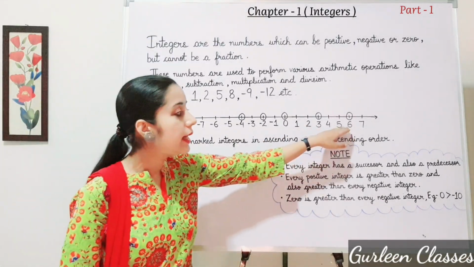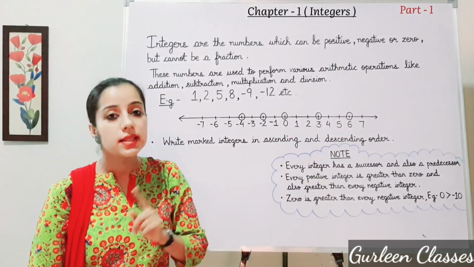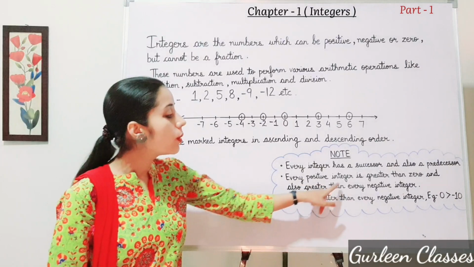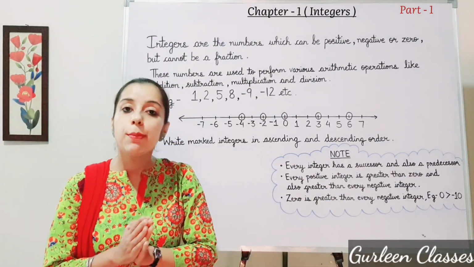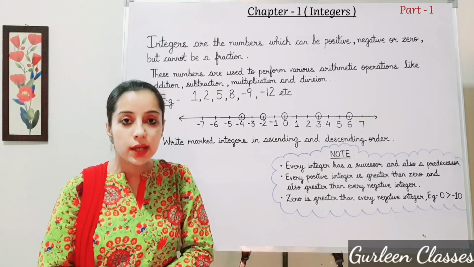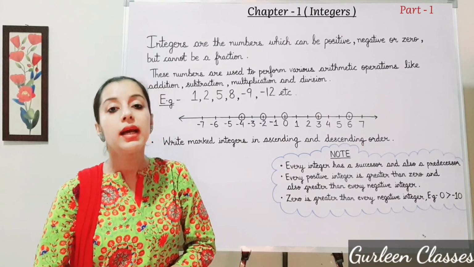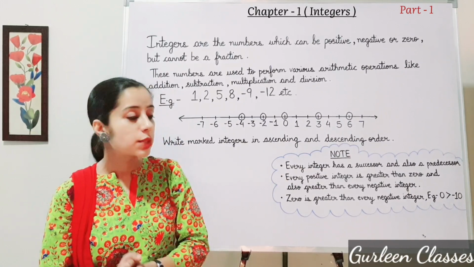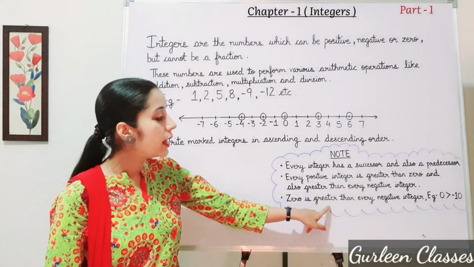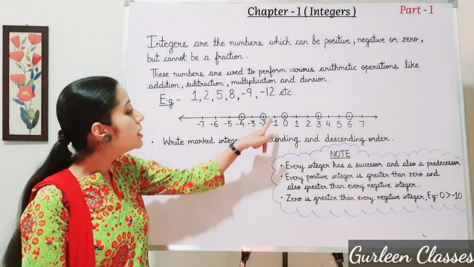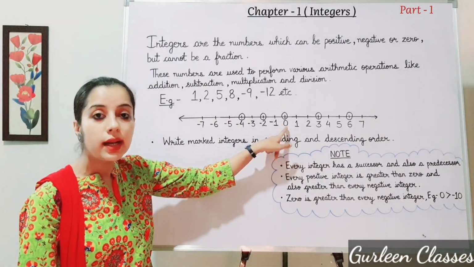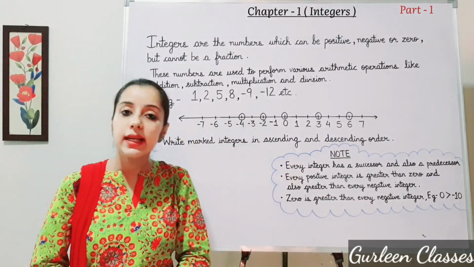Next point, every positive integer is greater than 0 and also greater than every negative integer. Next point, 0 is greater than every negative integer. As you can see here, 0 is always greater than all the negative integers.